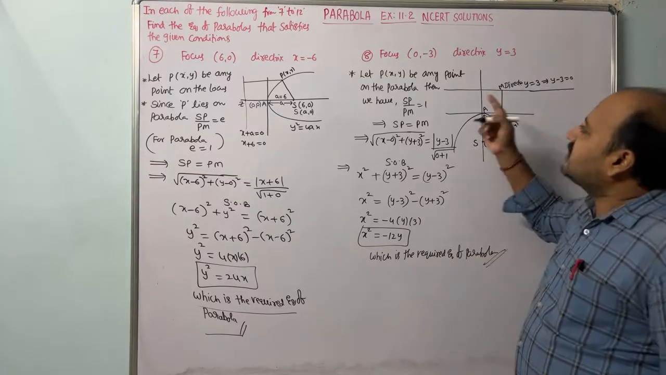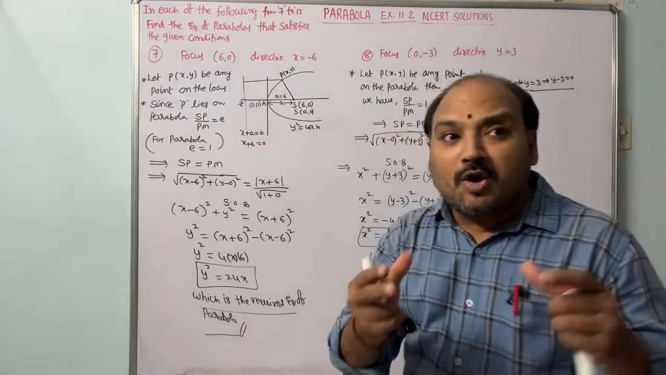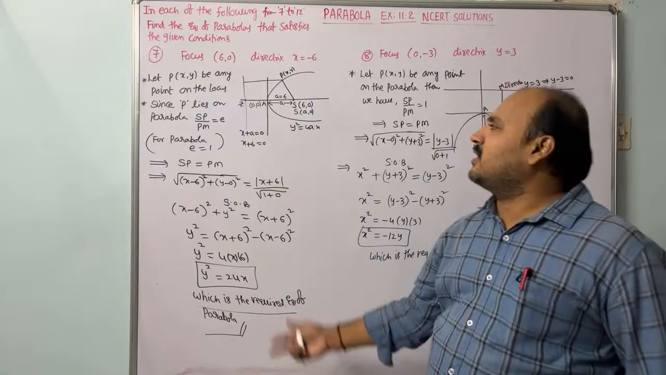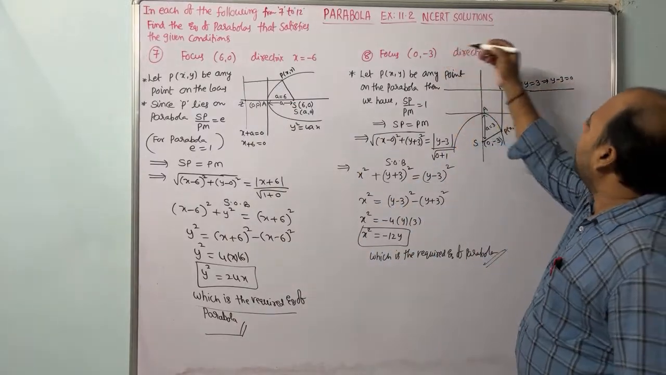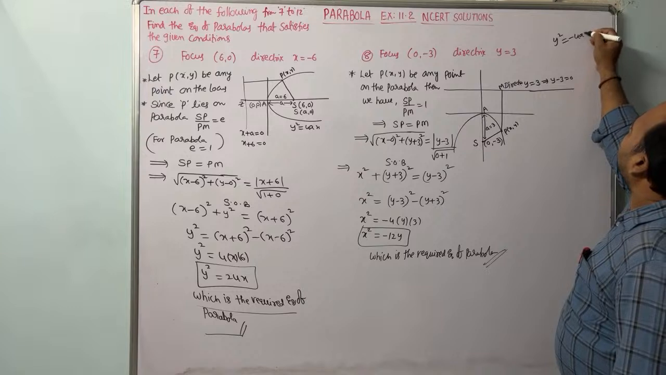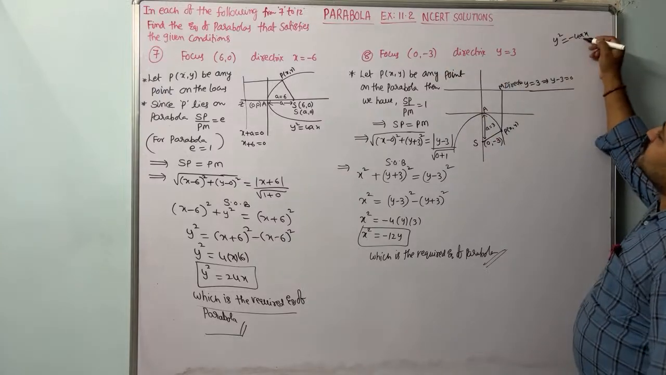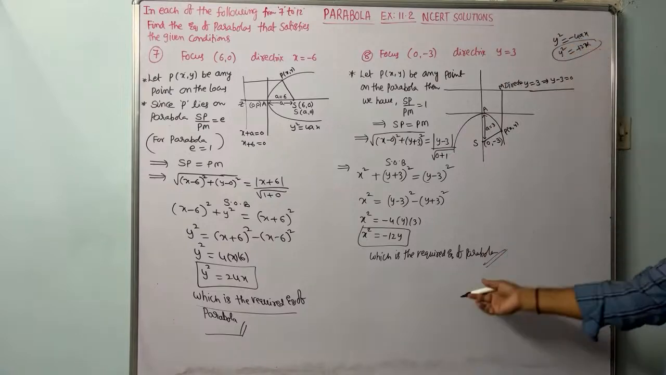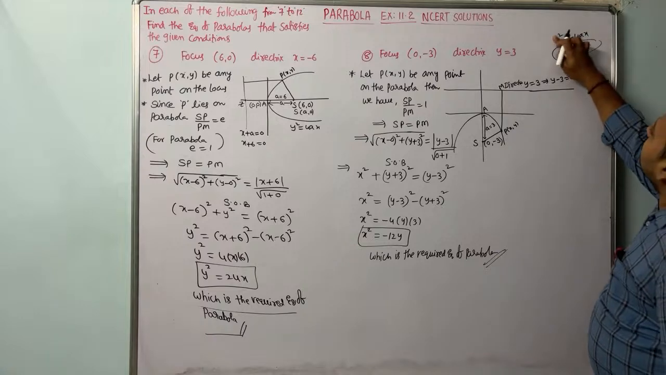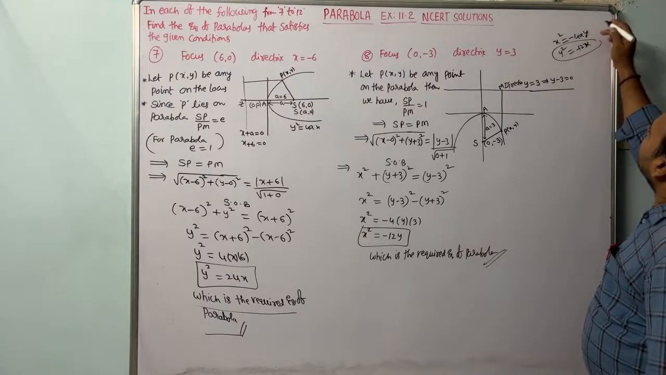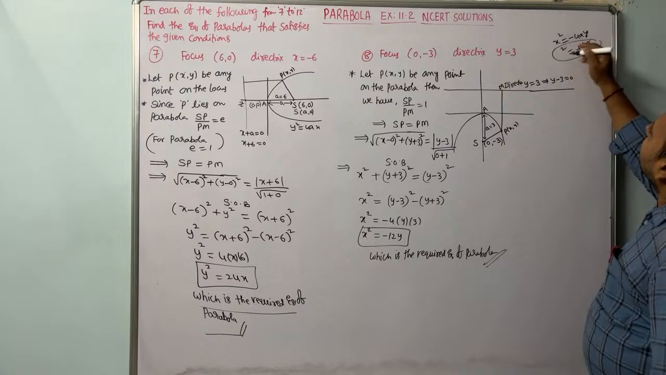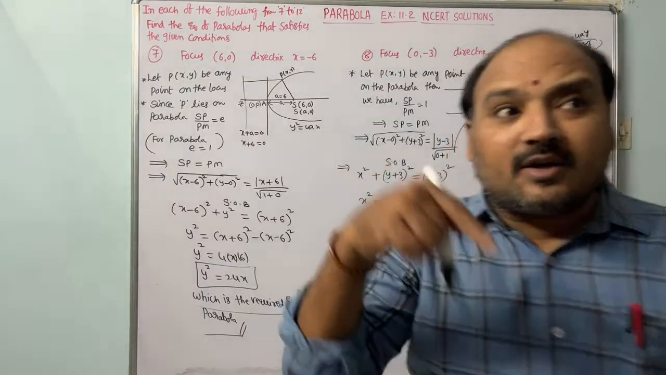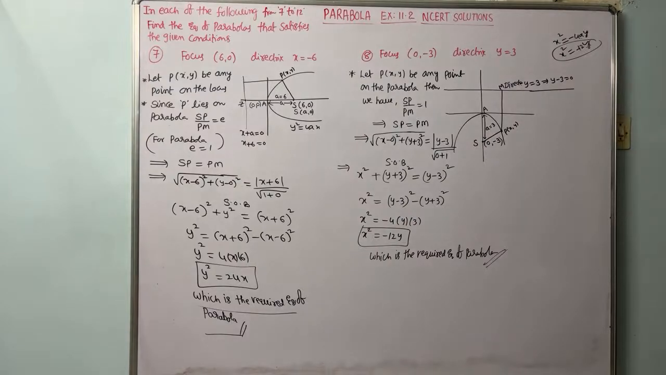When focus and directrix are given, if you want the derivation method, this is the way you can do it, dear students. Otherwise, directly, when a is equal to minus 3, y square is equal to minus 4ax; if you substitute the value minus 3 in this, you will get minus 12x. So a direct answer also we can get, dear students. So x square is equal to this. But you have to know, according to the subject knowledge, how to get the geometrical condition and all.